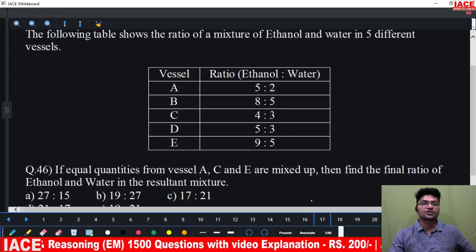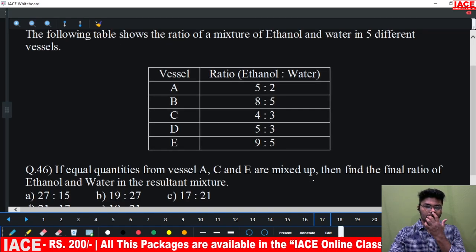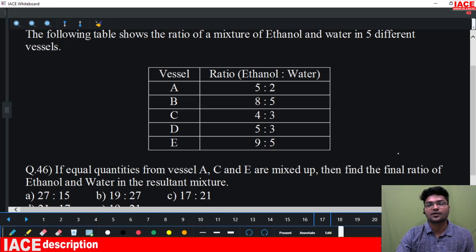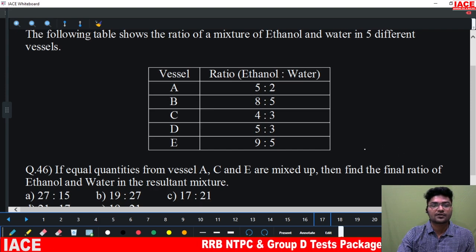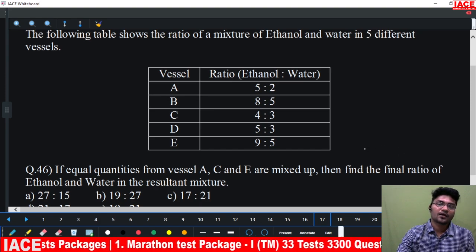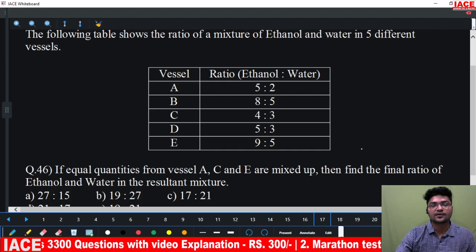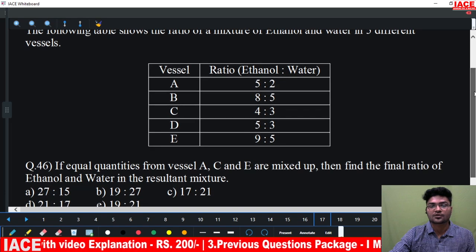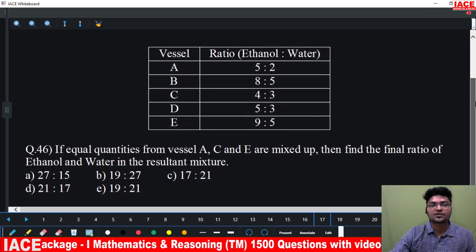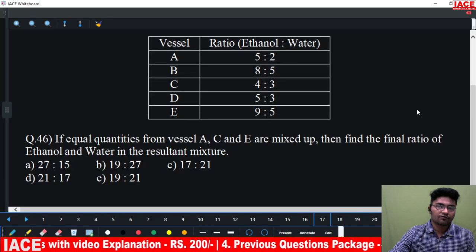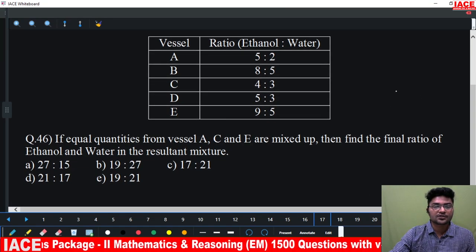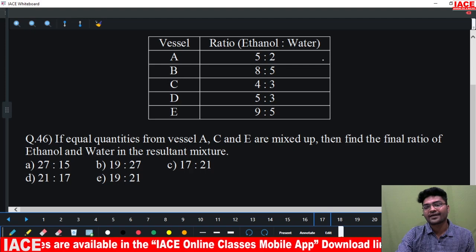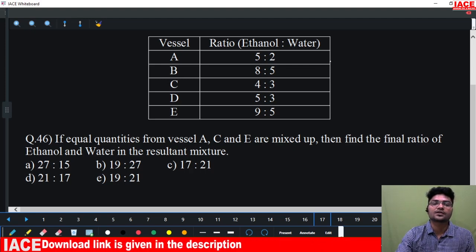Next question, question number 46. The following table shows the ratio of mixture of ethanol and water in five different vessels. Five different vessels are given, A, B, C, D, E, and the ratio of ethanol to water is also given to us. What is this question saying? If equal quantities of vessels A, C, and E are mixed up, then find out the final ratio of ethanol and water in the resultant mixture.